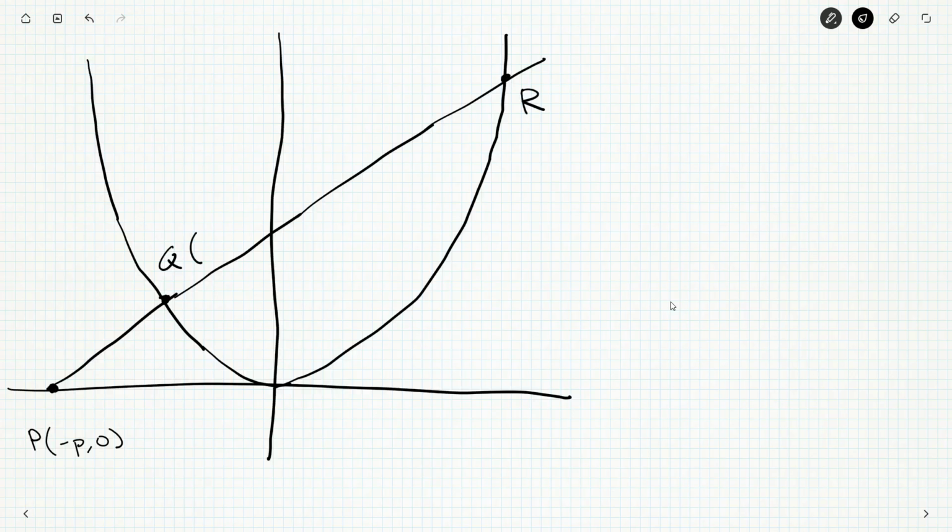Now, I suppose we could give names. Q here has got to be on the negative x-axis, so I might say negative q, and then this would be q squared. And R over here is on the positive side, so we might say r and r squared. But I don't think we're going to be using all three variables for very long.